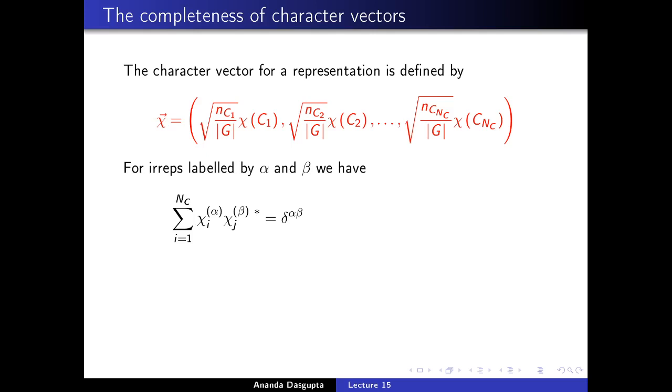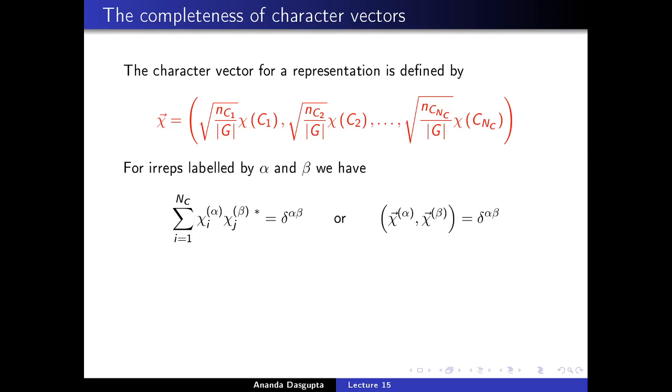Now this sum makes it obvious that this is an inner product. And so we can of course use the inner product notation, an inner product between two vectors chi alpha and chi beta. And what the result essentially becomes, the inner product between chi alpha and chi beta is simply delta alpha beta, and hence the character vectors for irreducible representations form an orthonormal set.